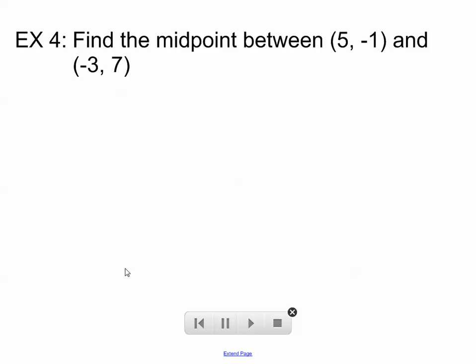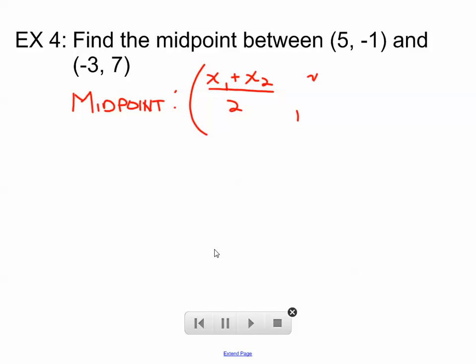All right. Now let's deal with the midpoint, halfway between these 2 points. So if we drew a straight line between these 2 points, what point would be the exact same distance from each of these points? Well, the midpoint formula, the midpoint of a line, is the sum of the x values divided by 2 and the sum of the y values divided by 2.